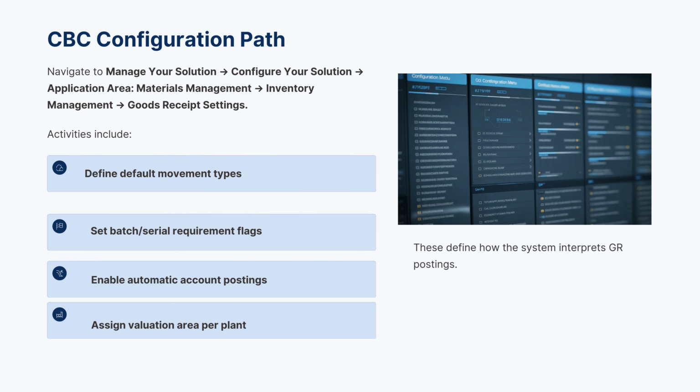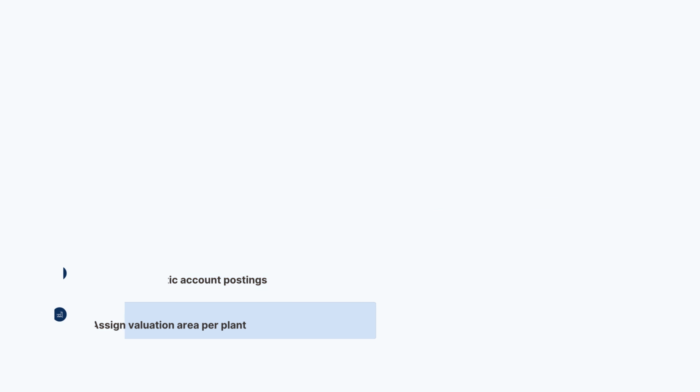CBC configuration path. To configure goods receipt, navigate to Manage Your Solution, Configure Your Solution, Application Area, Materials Management, Inventory Management, Goods Receipt Settings. Within this activity, you define the default movement types, activate automatic account postings, set batch and serial requirements, and assign valuation areas for each plant. These settings form the foundation for how GR postings are interpreted by the system.